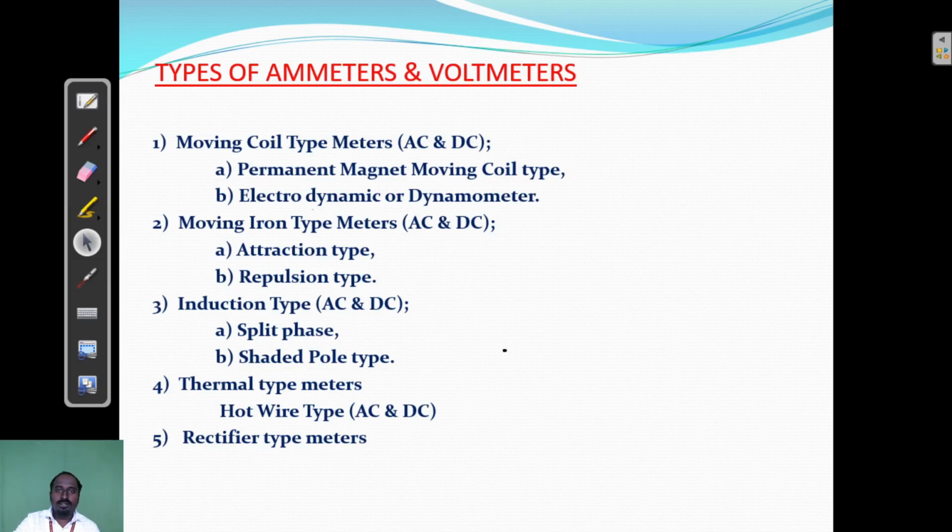Then induction type. Induction type is also divided into AC and DC type. Then there are also 2 subdivisions, split phase and shaded pole type. The fourth one is thermal type meters. One example is the hot wire type, AC and DC type instruments. Finally, rectifier type meters. In this lecture, we are going to see the first type, the permanent magnet moving coil type meters.